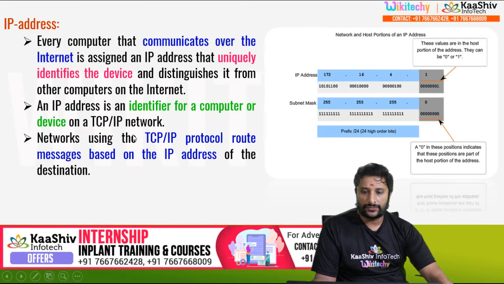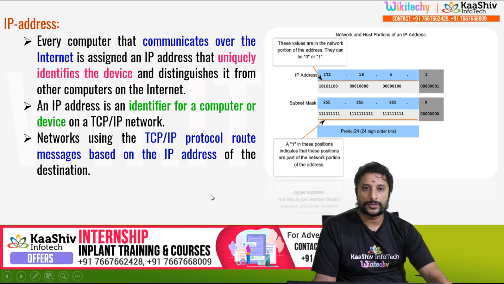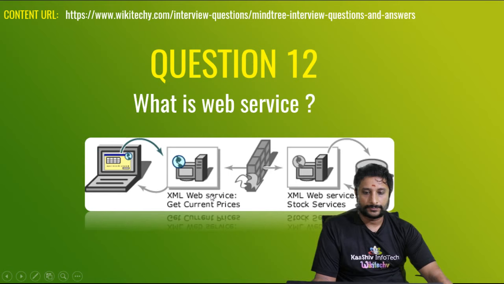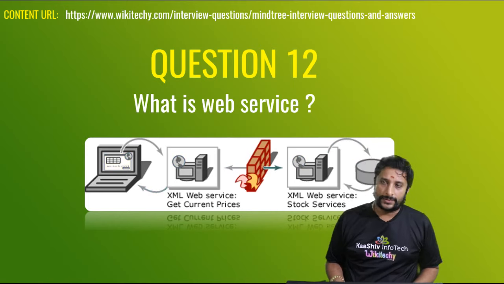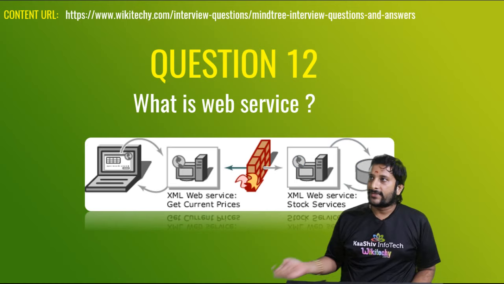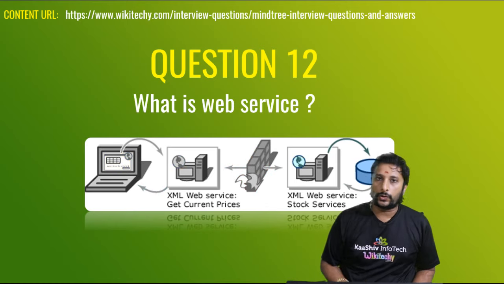And here is the definition of IP address. To uniquely identify a computer in a network, they will be using an IP address. Now let's talk about the web service. What is a web service? A web service is nothing but the exposed method of your owner and you will be accessing it.